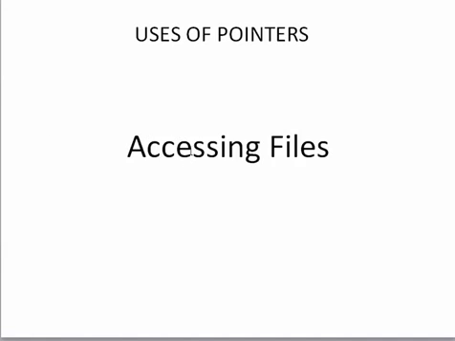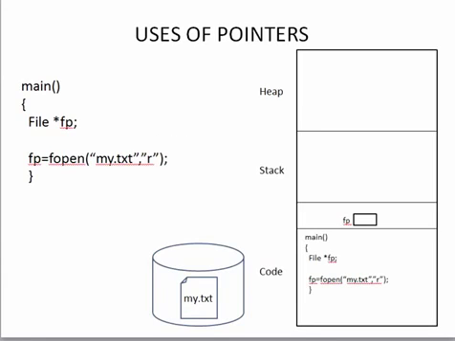Next usage of pointer is accessing files. If you want to access files, that is, read or write data from disk, then for accessing this file, a pointer is required. This pointer can access the file on the disk. Like in C programming, when we want to access or open any file, we need a pointer, a file pointer. So without a pointer, we cannot access a file on the disk. So pointer is used for accessing data on external storage.